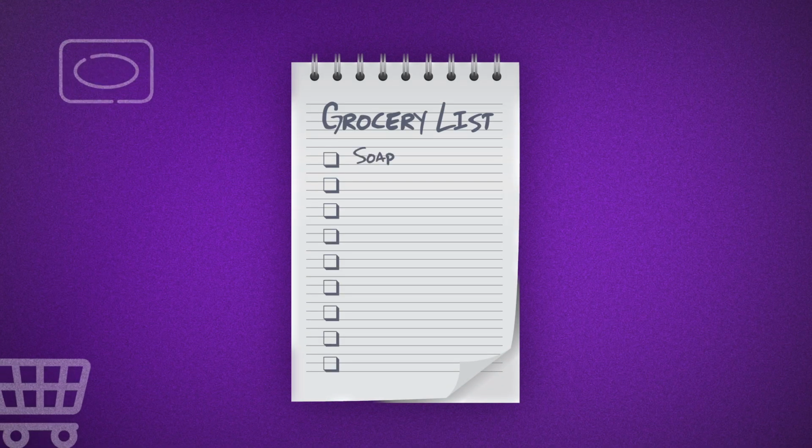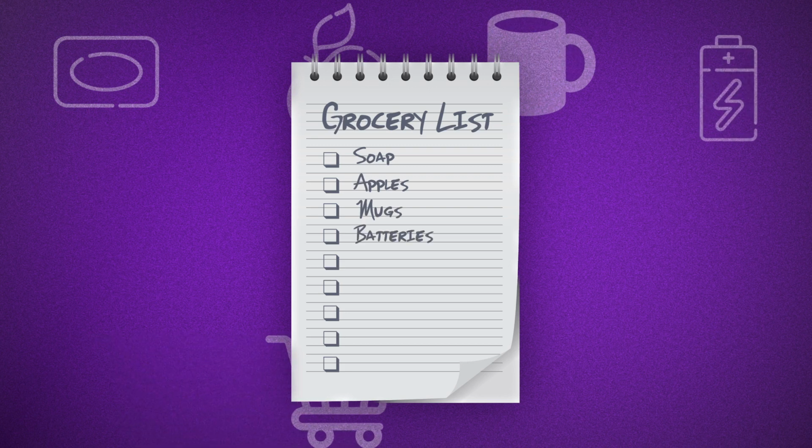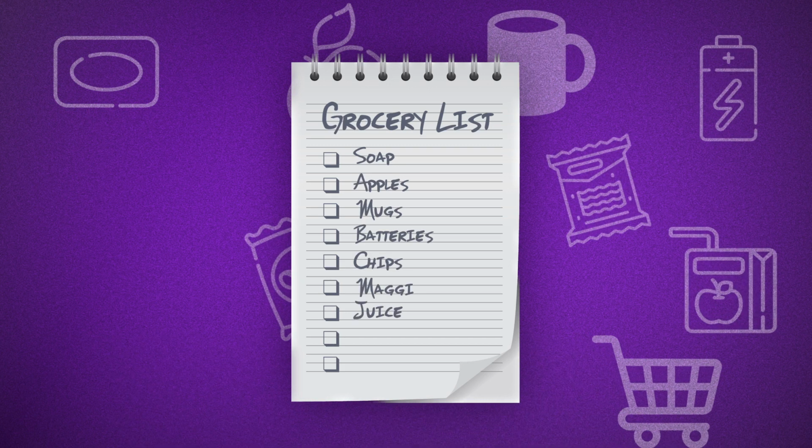Alright, so let's start with the scenario. Let's say you want to go for grocery shopping and you make a list of all the items that you're planning to buy. So you write everything down. You start with soap, apples, mugs, batteries, chips, Maggi, juice, tea and ketchup. Now after you've made the list, you rush to your car, you sit in the car and you just drive off to the grocery store.